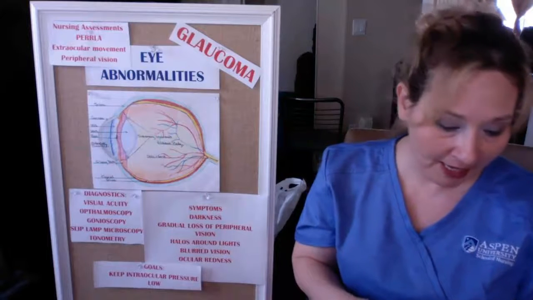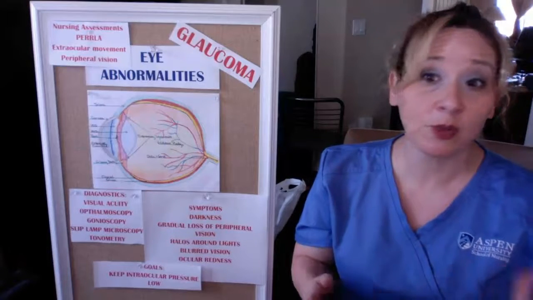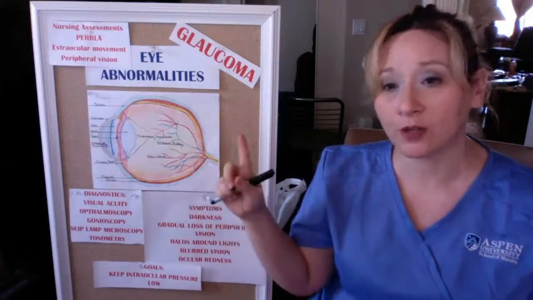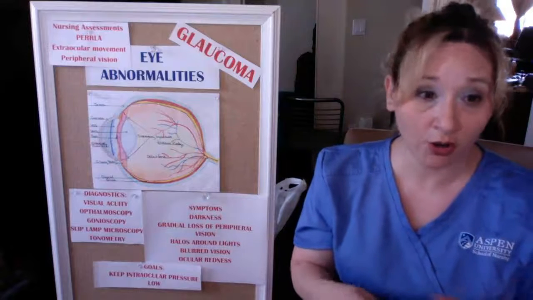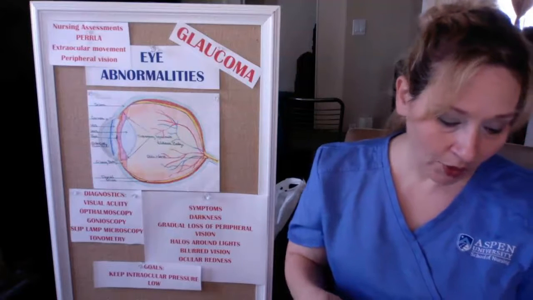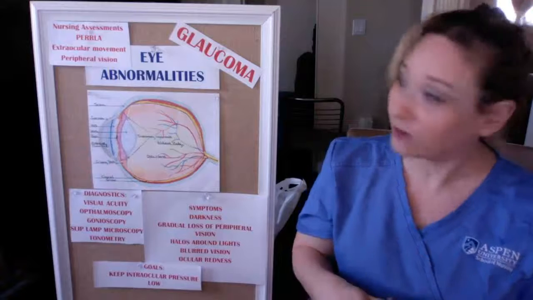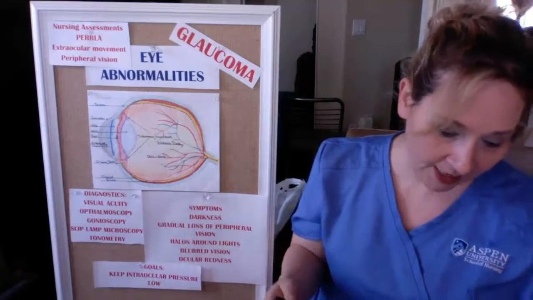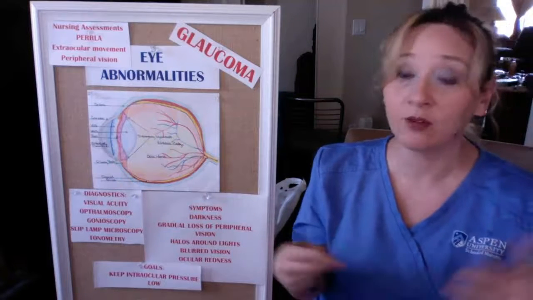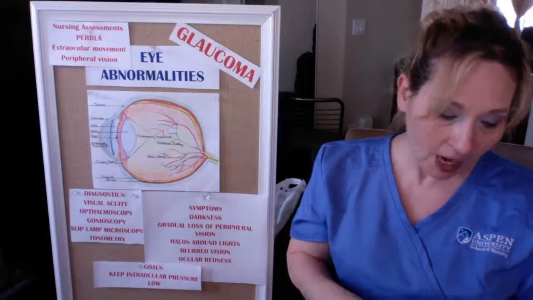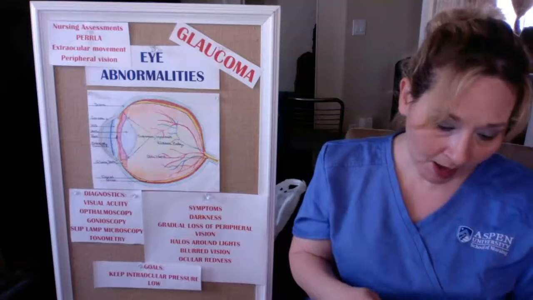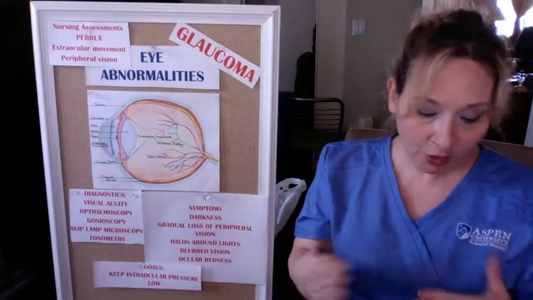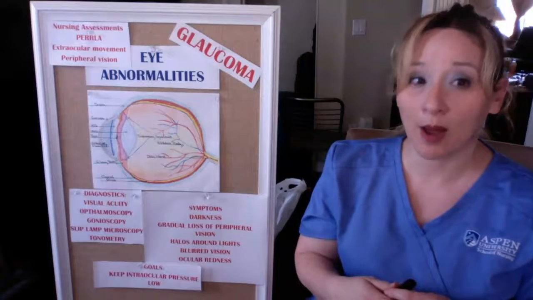Some diagnostic testing that we would encounter would be a visual acuity. Want to see what they can see and how far out their field of vision or how much loss in their field of vision has occurred. Ophthalmoscopy. We'll want to do a gonioscopy, which is an examination of the anterior chamber of the eye to see if there is any fluid that has been drained from the eye, or if the eye is open, or if it has been closed. We'll want to do a slit lamp microscopy or a tonometry, which will measure the intraocular pressure that is existing around the eye.